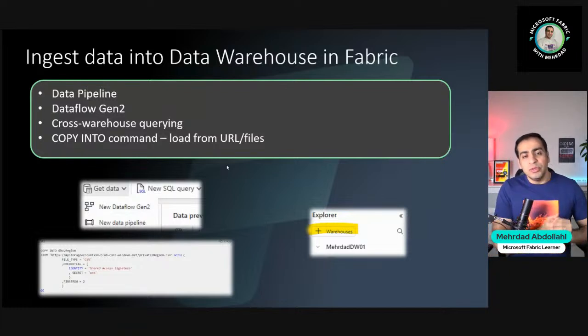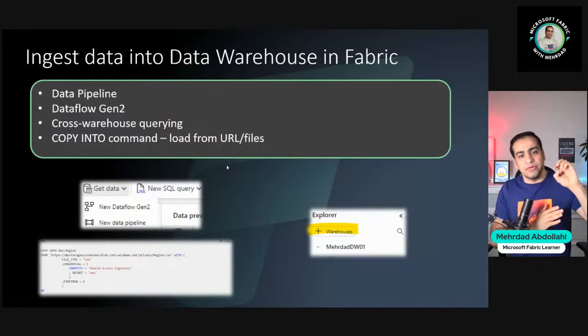Cool. In order to ingest data into the data warehouse, we have different ways. It is data pipelines, Dataflow Gen2, which we discussed before. I don't want to repeat myself. And we also have cross-warehouse querying, where we can read data from other data storages within the same workspace in Fabric, for example, from another data warehouse or from a lakehouse within the same workspace.